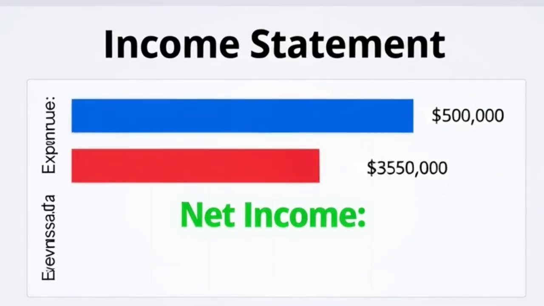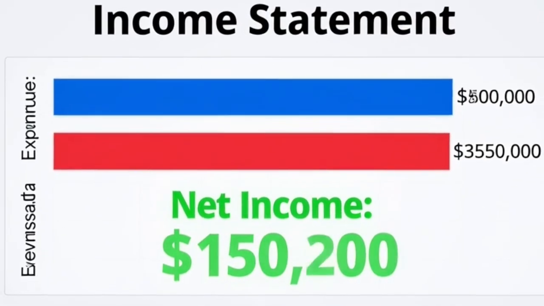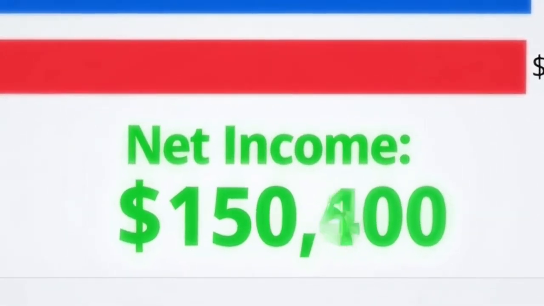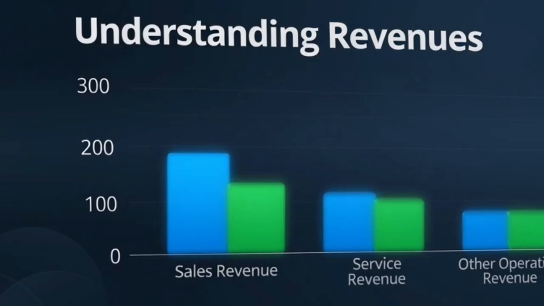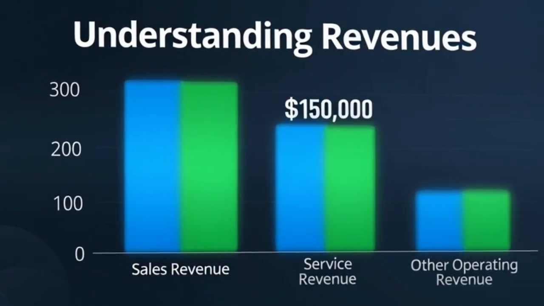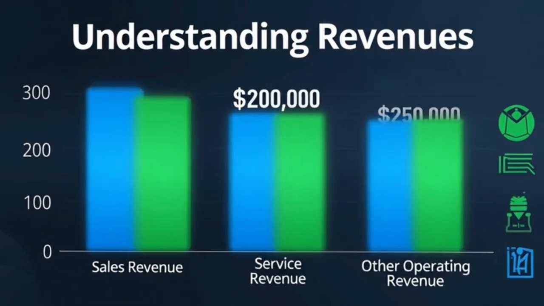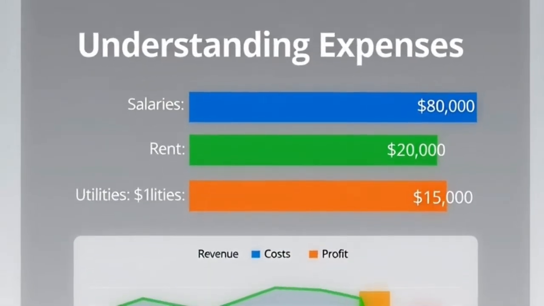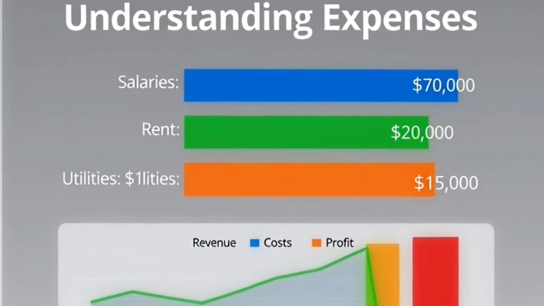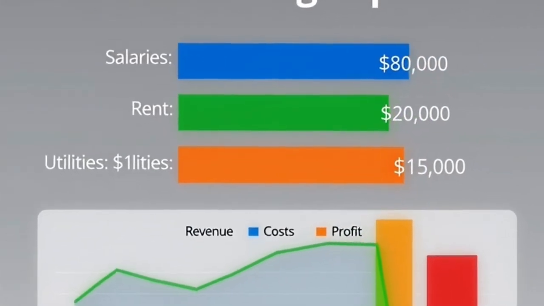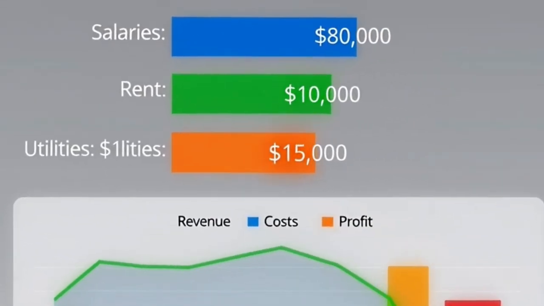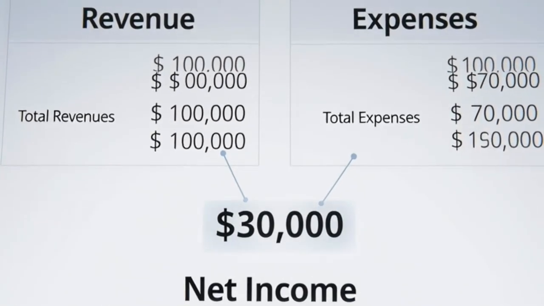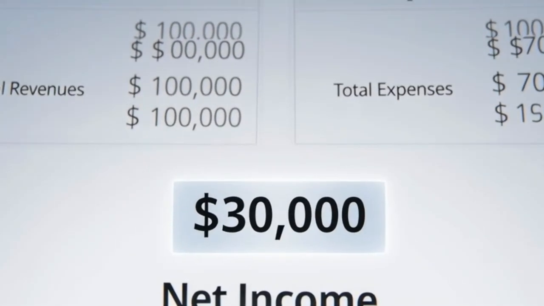The income statement reports the revenues and expenses of a company during a specific period and shows whether the business earned a profit or incurred a loss. Revenues represent the income earned by a business from its normal operations, such as selling products or providing services. Expenses represent the costs a company incurs in order to generate revenue and operate its business activities. Net income is calculated by subtracting total expenses from total revenues, showing whether the company earned a profit during the period.